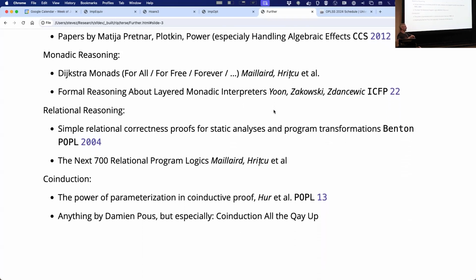I didn't really get much into co-induction, but a lot of people had questions about co-induction on the Slack. These are a couple of good starting points there. But basically, read everything by Damien Pous. He's got some nice Coq libraries and explanations of co-induction.